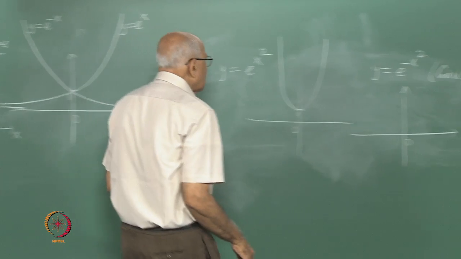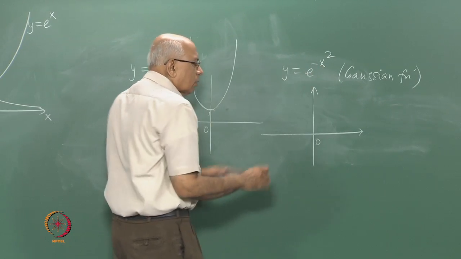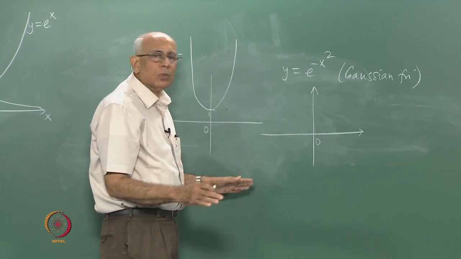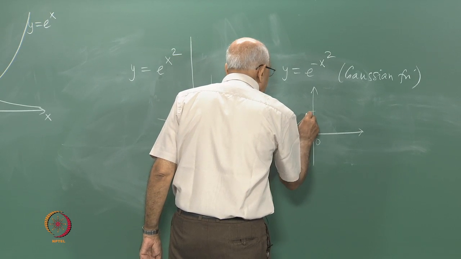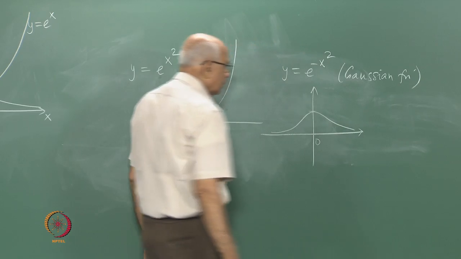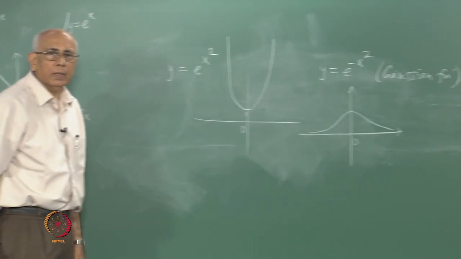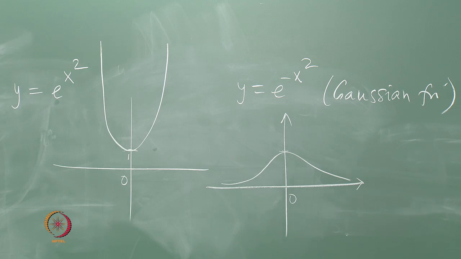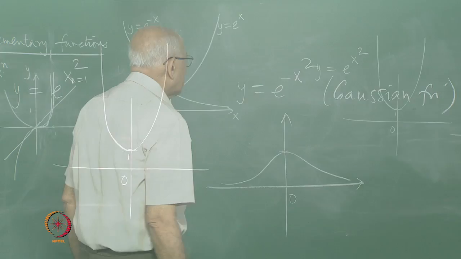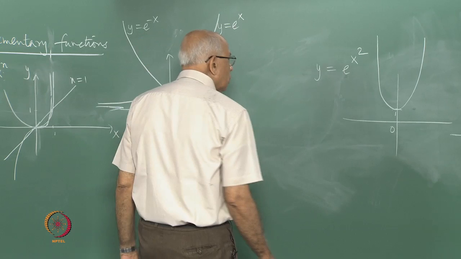And as x tends to infinity, e to the minus x squared goes to 0 extremely fast on both sides, and it is a bell shaped curve which therefore looks like this. So that is what this Gaussian function e to the minus x squared looks like. You will learn a lot more about it in your study of physics as you go along.